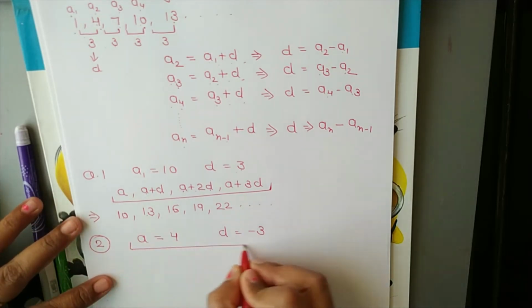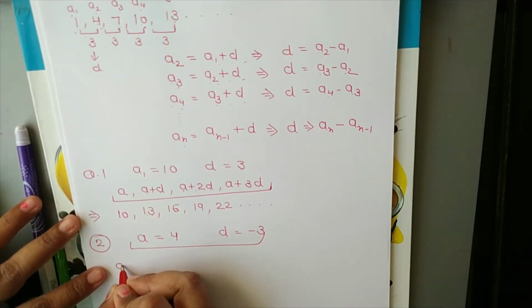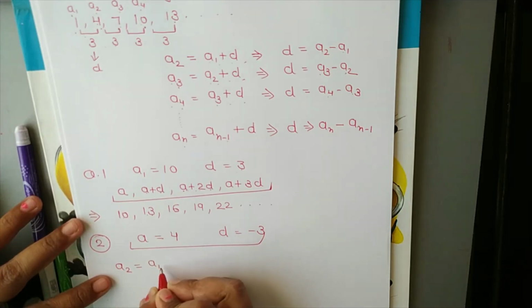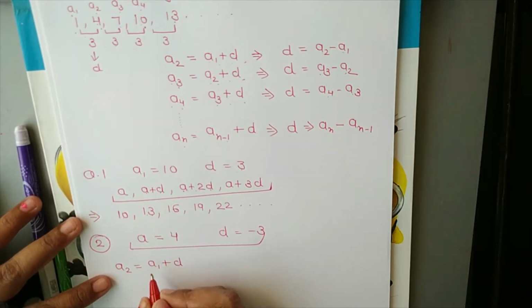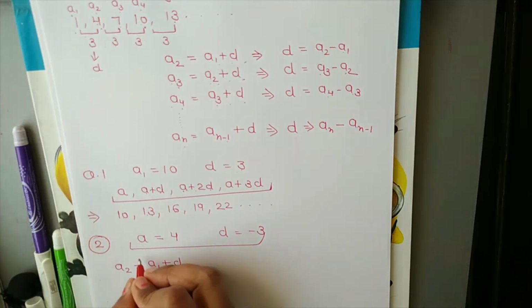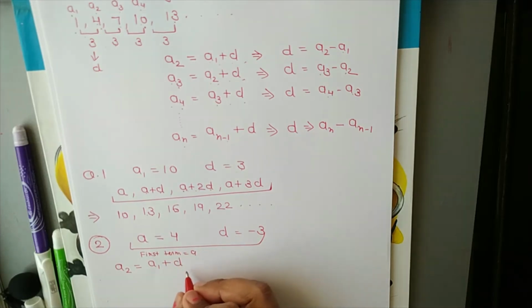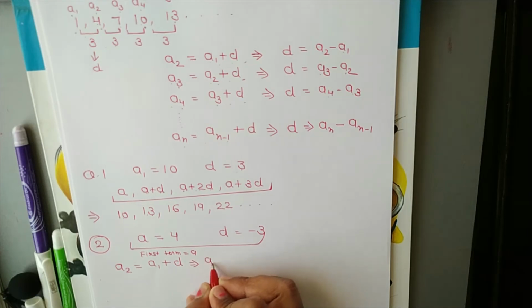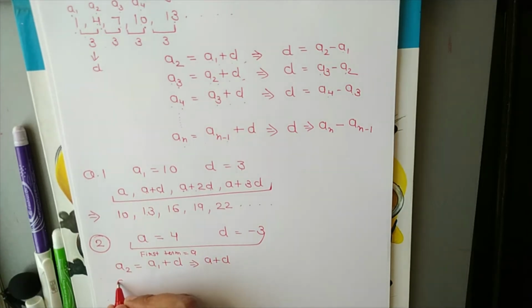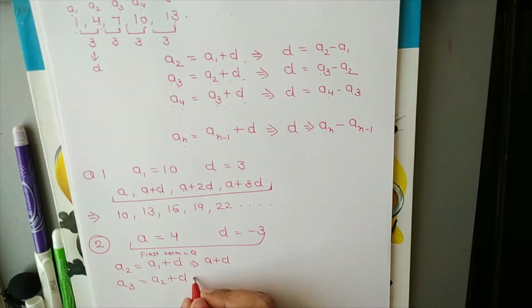So first I will explain this. a2 is equal to a1 plus d. Suppose a1 is a, so the first term is a. So a2 will be a plus d. Now a3 can be written as a2 plus d. Now we know the value of a2. a2 is what? a plus d, and this plus d, so it will be a plus 2d.